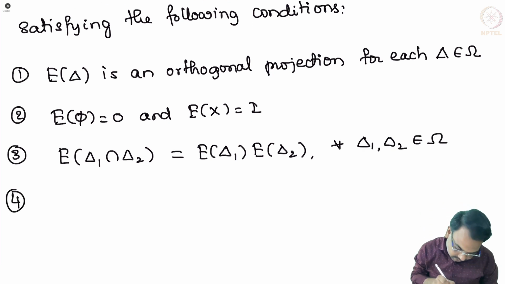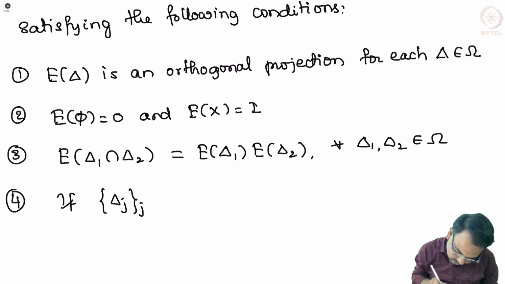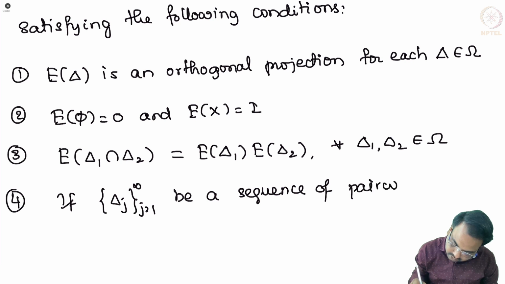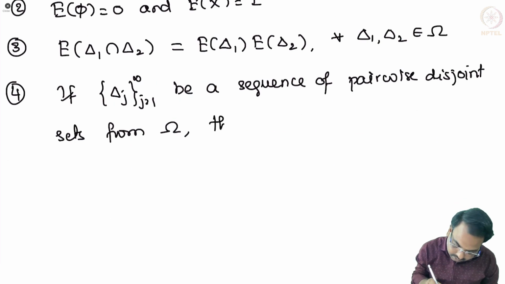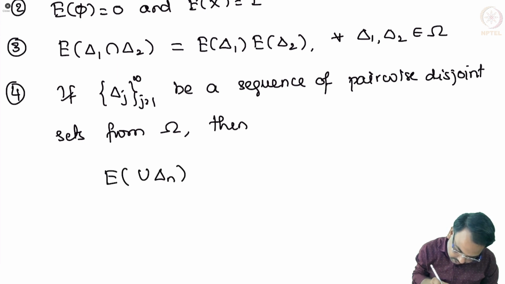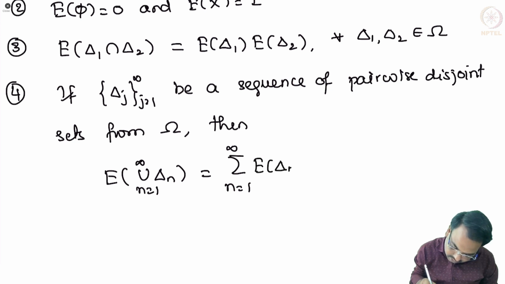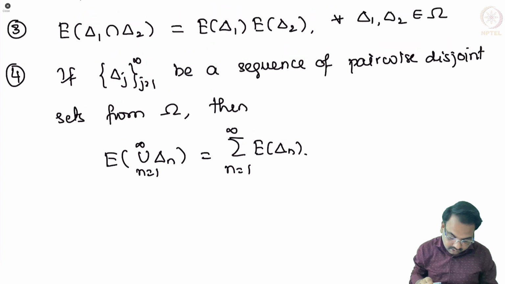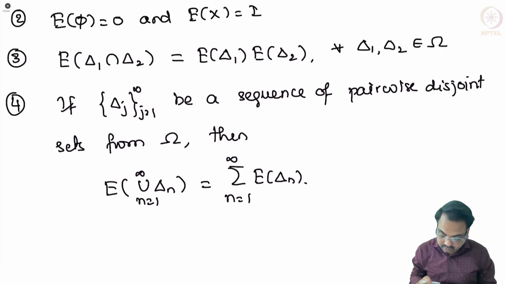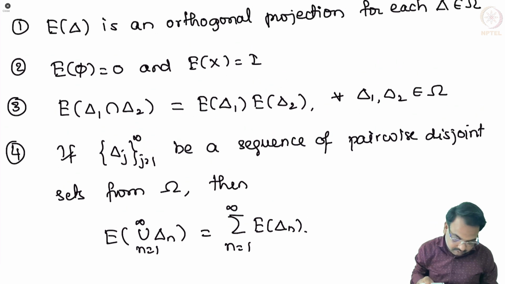And the fourth condition is, if Δj is a sequence of pairwise disjoint sets from Ω, then E of the union of Δn must be equal to the summation n equal to 1 to infinity of E(Δn). Now we have to mention in what topology the series on the right hand side of this equation converges. We can easily show that this is a convergence in the strong operator topology of B(H), or pointwise convergence. That follows from point 3.